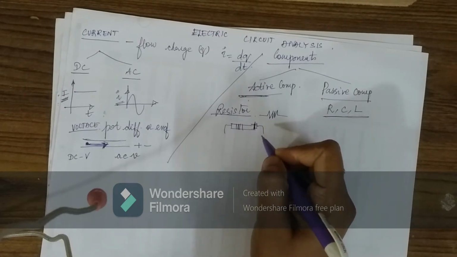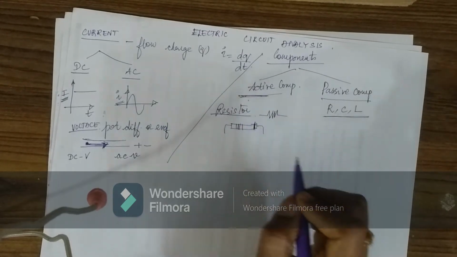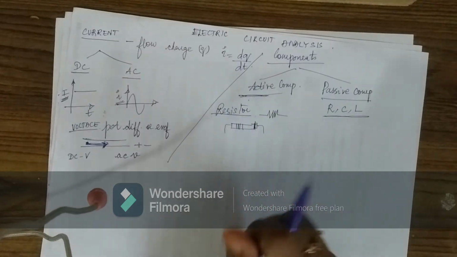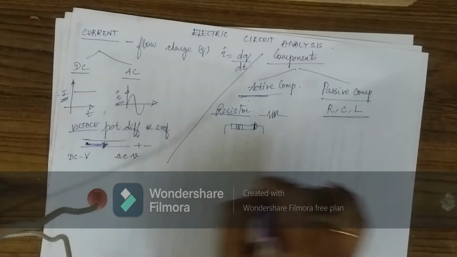That is actually what tolerance is. When a resistor is made, they cannot make it precisely, exactly in the correct range.